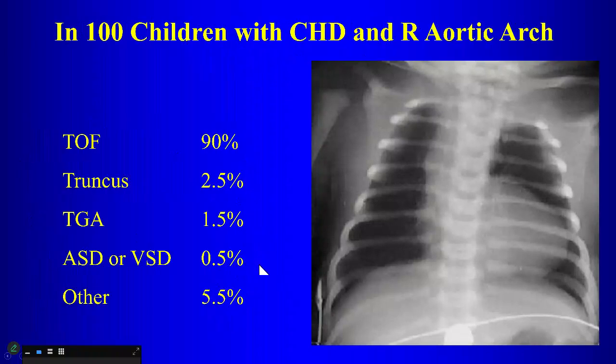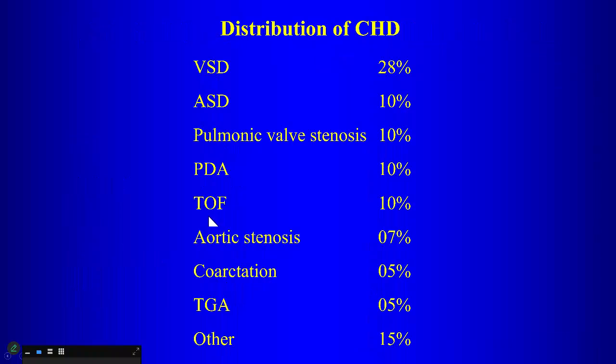But because tetralogy is much more common than truncus arteriosus, if you have a right arch and congenital heart disease, you're more likely to run into cases of tetralogy than truncus. But we've talked about truncus giving you increased blood flow unless there's pulmonic stenosis associated with it. Tetralogy gives you decreased blood flow. So you shouldn't confuse the two, right? But both of those are associated with right arch, okay?